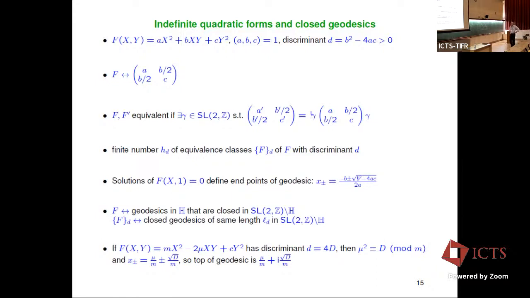Now, the connection between what we're doing in terms of the... Yes. So that means that all... No, from the same equivalence class. So they're not the same geodesic on the surface. They're various, but all the same length, and come from the same equivalence class.